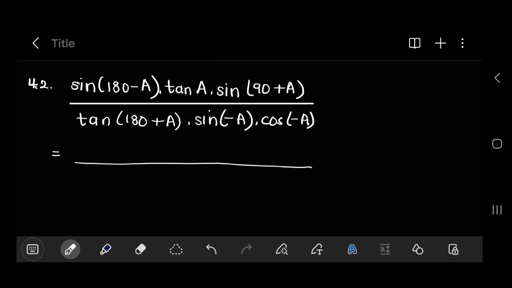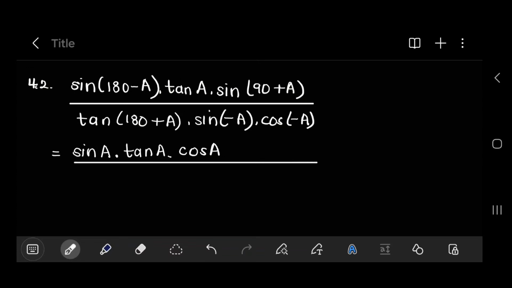Now here's how we work with this. We are going to focus on one part at a time, starting off with sine of 180 minus a. 180 minus a lies in the first quadrant where sine is positive, so that becomes positive sine a. Next to that, we've got tan a, which we probably need to expand later on. For now, I'm going to keep it as is. I'll just keep that as tan a. Next to that, we've got sine of 90 plus a. 90 plus a lies in the second quadrant where sine is positive. However, 90 changes sign into cos, so that becomes cos a. In the denominator, you've got tan of 180 plus a. 180 plus a lies in the third quadrant where tan is positive, so that becomes positive tan a.